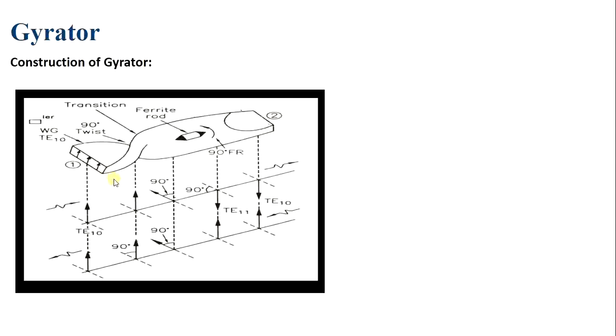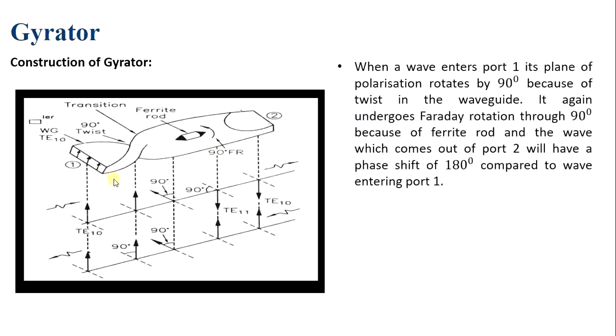We will see how it provides 180 degree phase shift when the signal is fed from port 1 and output is taken at port 2, and how we get the 0 degree phase shift when the signal is fed from port 2 and output is taken at port 1. For that, consider the input is applied at port 1. A dominant TE10 mode, as shown over here, is excited in the waveguide, where the electric field vector is vertical.